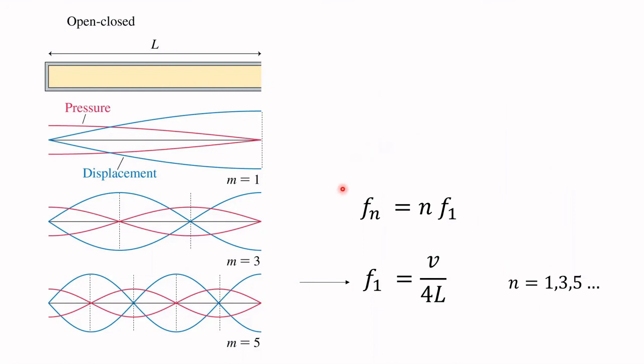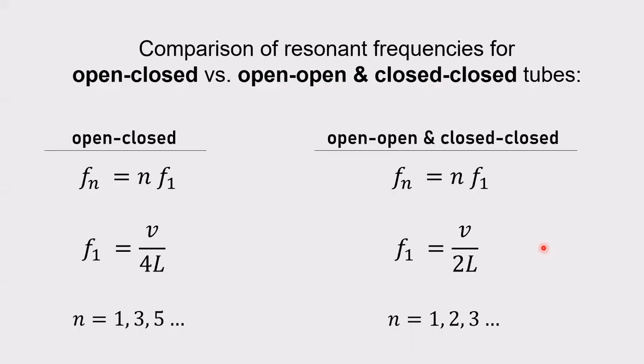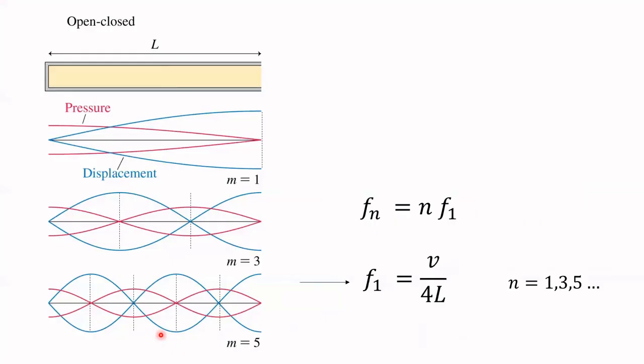Okay, so we can summarize by saying all of the harmonics for an open-closed tube are multiples of the fundamental, but this time the fundamental is not v over 2L, it's v over 4L, and it must be an odd integer multiple. So let's do a side-by-side comparison. This will make it easy to remember all the formulas. For an open-closed tube, we've got the 4 in the denominator instead of the 2, and the multiples must be odd.